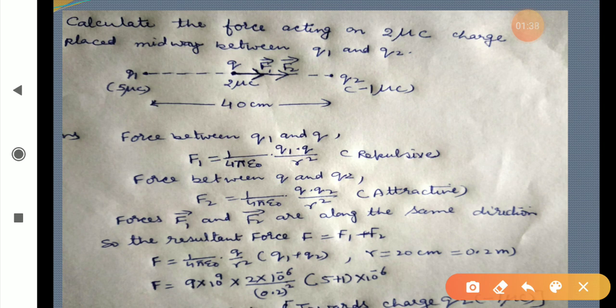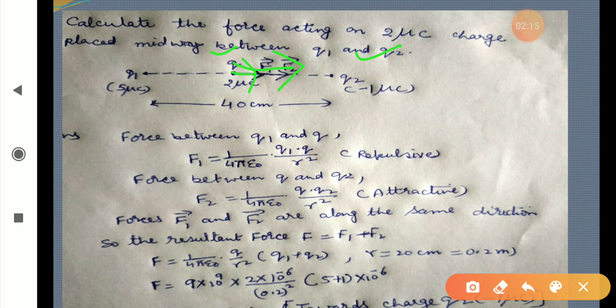Now you can see that the force between Q1 and Q, both are positively charged, so it will be repulsive force. So Q will experience a repulsive force along this direction. You can see that F1 is away from charge Q1. Now the force between Q and Q2. Since one is positive, other one is negative, it is going to be attractive force. So Q2 will attract Q towards itself. You can see the second force.